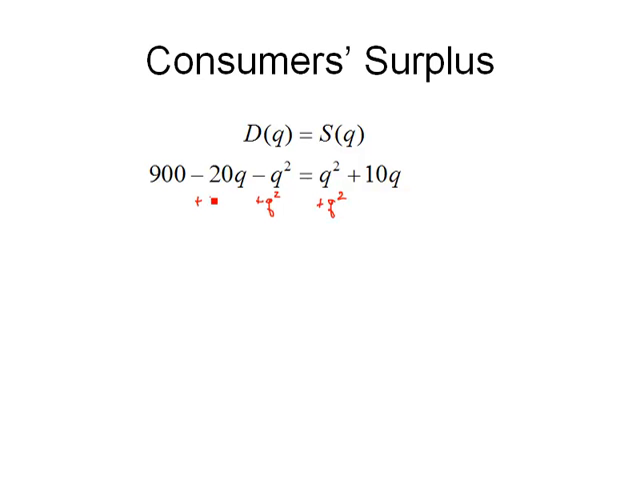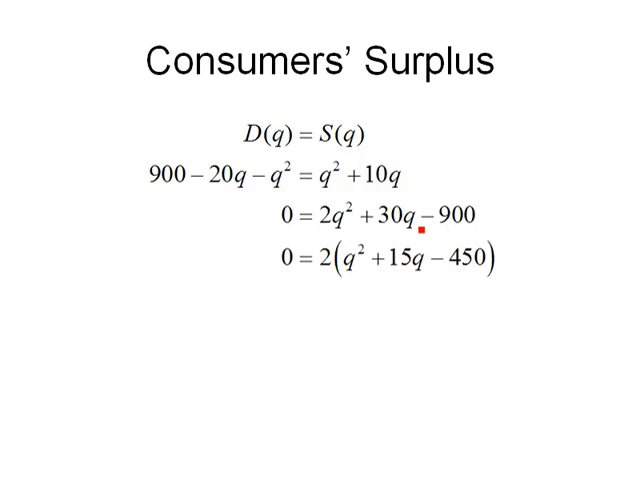I'm going to add 20Q to both sides. And I'm going to subtract 900 from both sides. So I'm going to put everything on the right-hand side. When I do that, I get 0 equals 2Q squared plus 30Q minus 900. Now I see some factors here that might be able to be factored out, so let's go ahead and pull out a 2. So that leaves me with 0 equals 2 times the quantity Q squared plus 15Q minus 450.